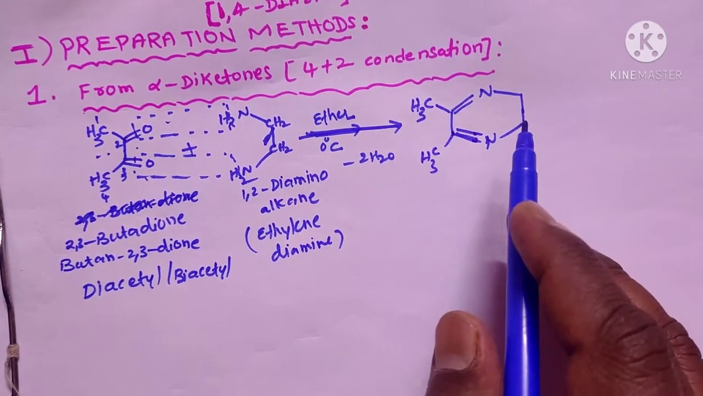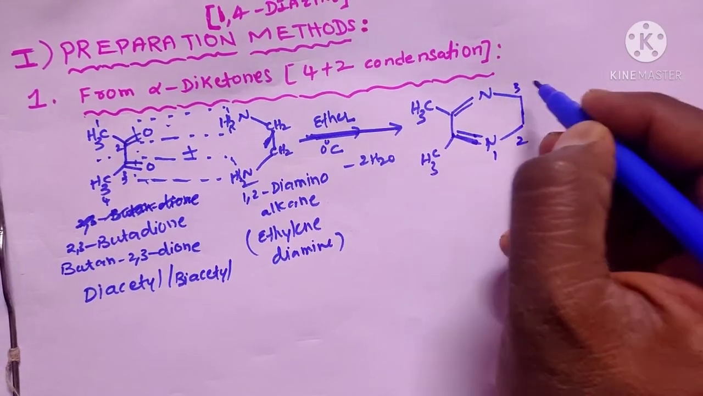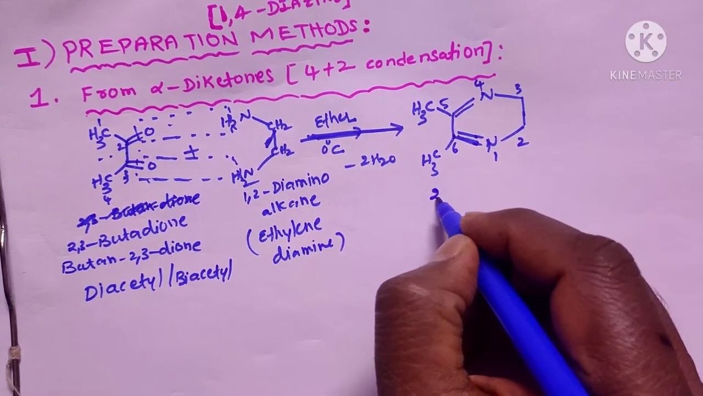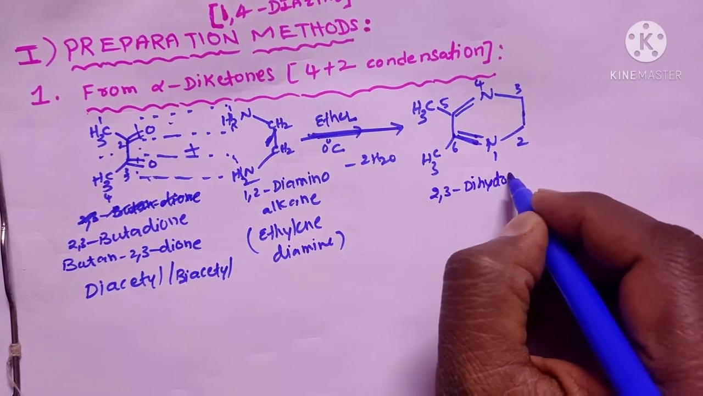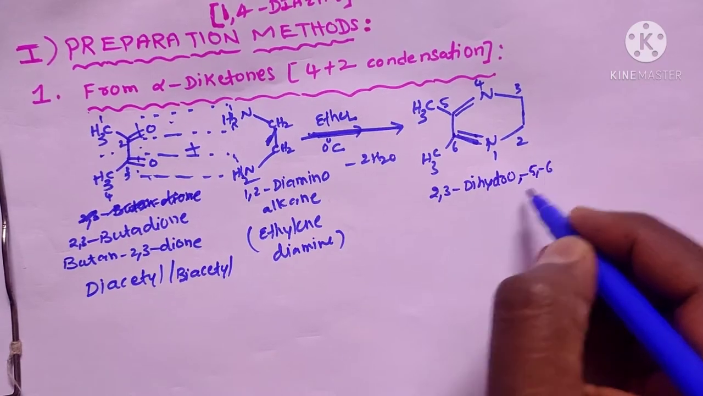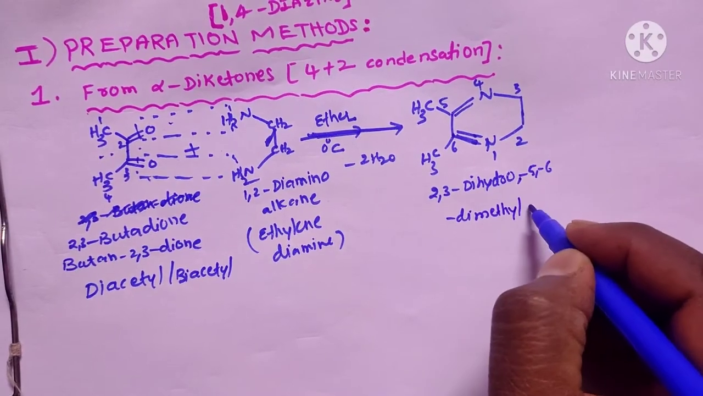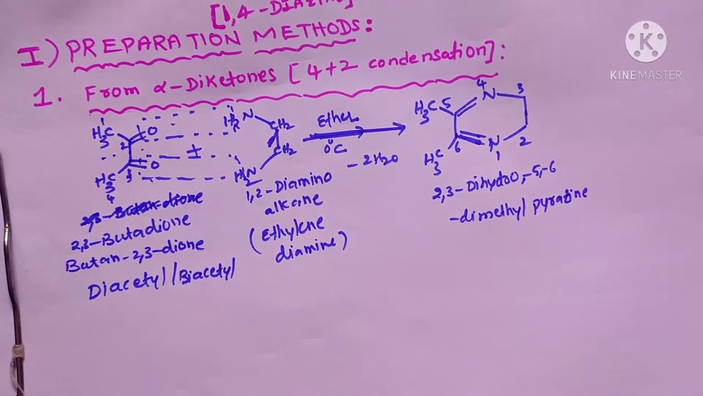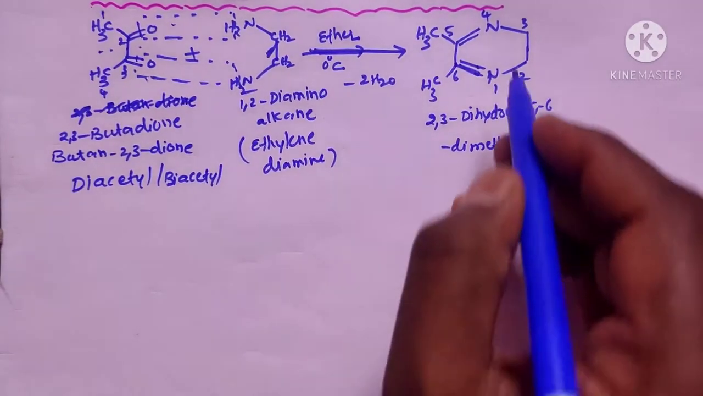So this is the reduced product of pyrazine, so we can name it now like this: 1, 2, 3, 4, 5, 6. So 2,3 dihydro pyrazine derivative, 2,3 dihydro, 5,6 dimethyl pyrazine. From this one, we can obtain the pyrazine by oxidizing this one.